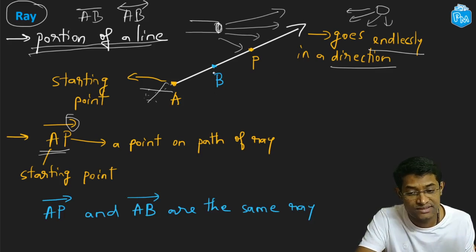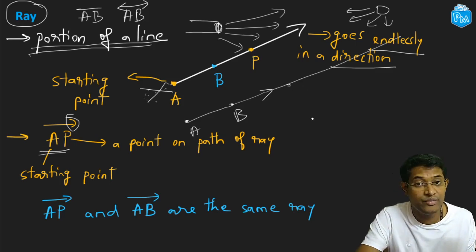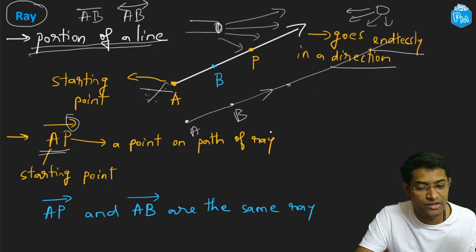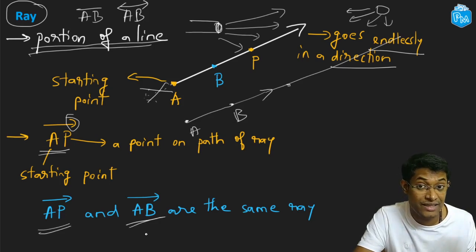Because it goes endlessly. Even if I have only drawn the ray till B, A and B, if I extend it, finally I will reach point P, right? Imagine this is on top of the ray. Just to analyze it, I'm drawing it over here. Now therefore we can say ray AP and ray AB are the same ray. It's not different rays, it's the same ray.